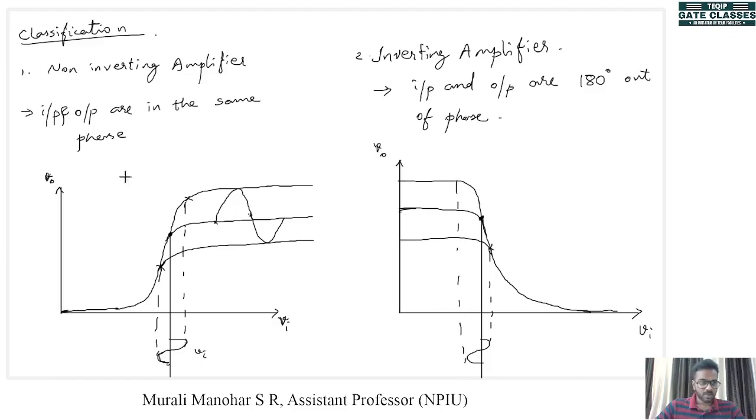So our output will look like this. If the input is increasing, output is increasing in the opposite direction, and if the input is negative, output is positive. So here we can see that the input and output are 180 degrees out of phase, but we can also see that amplification occurs. So this is non-inverting and inverting amplifiers.